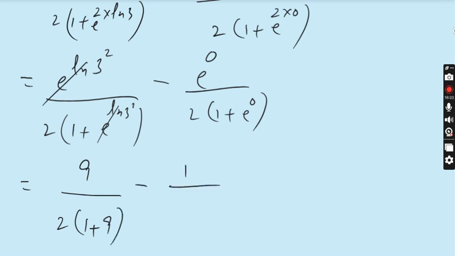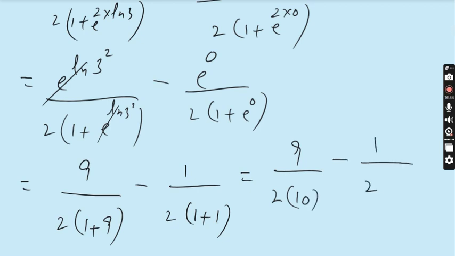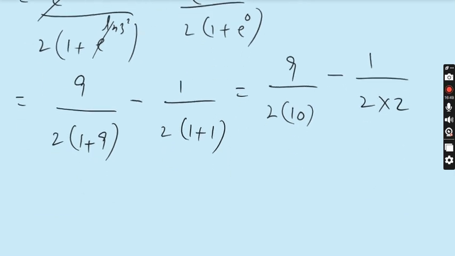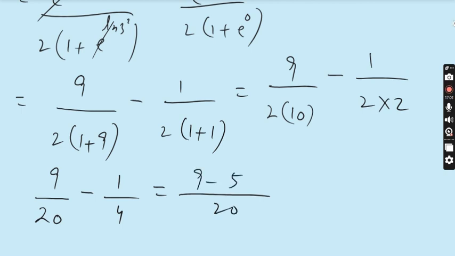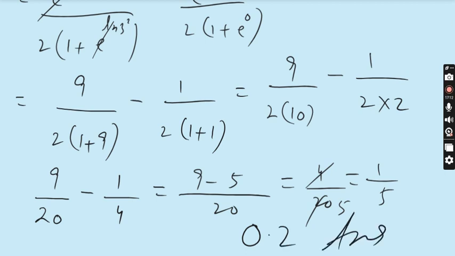e power 0 is 1 upon 2 into 1 plus e power 0 is 1, is equal to 9 upon 2 into 9 plus 1 is 10, minus 1 upon 2 into 1 plus 1 is 2. More simplification. 9 upon 20 minus 1 upon 4, taking the LCM 20, 9 minus 5 is 4, 4 upon 20, which is 1 upon 5, is 0.2. This is our final answer.